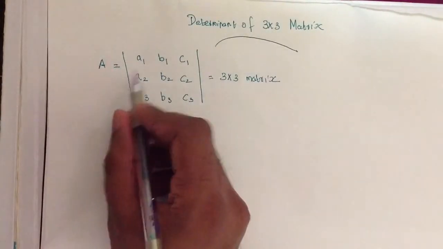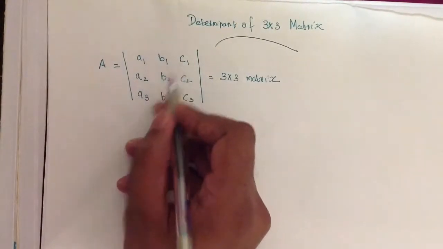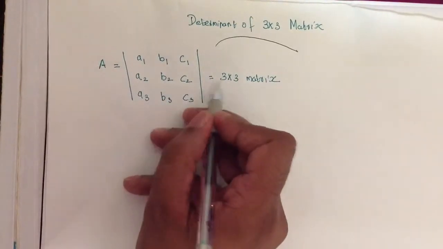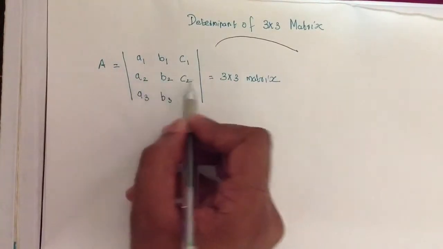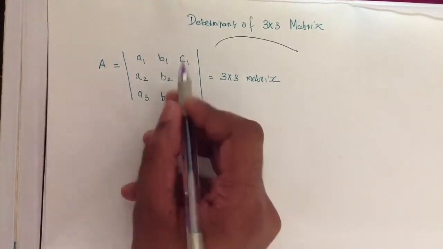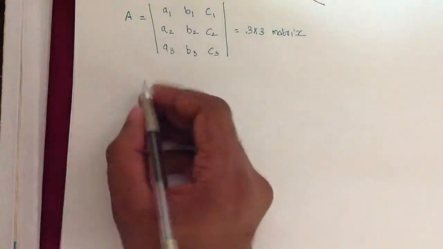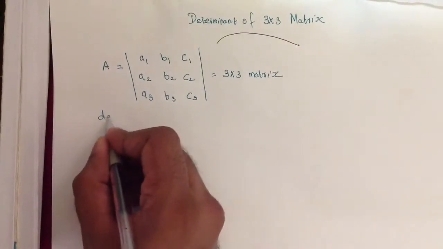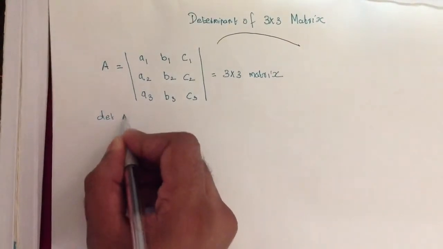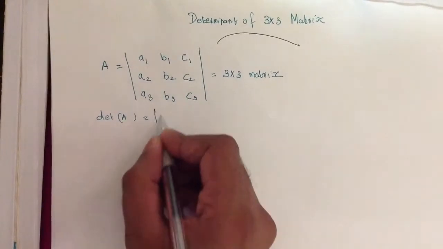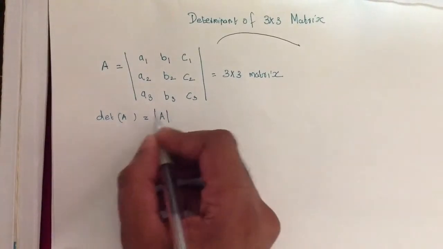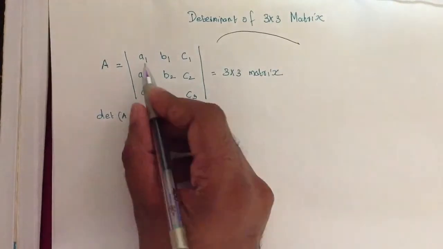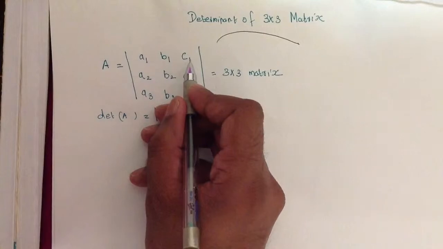So let A be equal to the matrix with rows a1 b1 c1, a2 b2 c2, a3 b3 c3. It's a 3 by 3 matrix, meaning it has 3 rows and 3 columns. Finding its determinant, determinant A, is denoted with two vertical lines. To find it, you have to find the values for a1, b1 and c1.